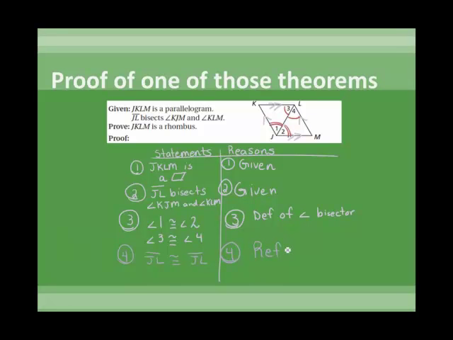reflexive property, and then the two triangles are congruent by, that means triangle LKJ is congruent to triangle JML by angle side angle.